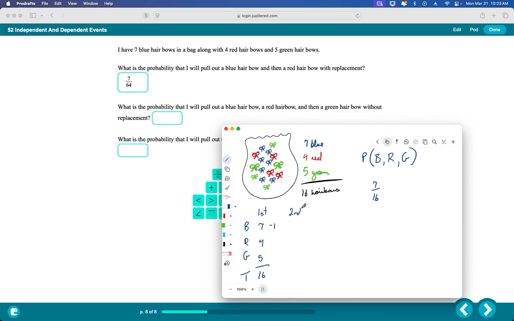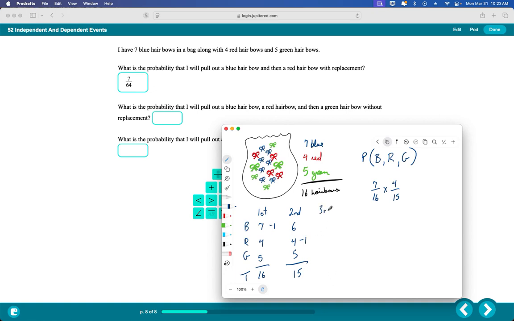So that's going to decrease the amount of blue hair bows in the bag. So now for my second pull, I only have 6 blue hair bows. I still have 4 red. I still have 5 green. But when I add those up now, I only have 15 hair bows. So that changes my denominator. So now I want to pull a red hair bow. There's 4 red hair bows, so I have a 4 out of 15 chance of pulling a red hair bow. Right? I'm not going to put that red hair bow back. So I'm going to take that red hair bow away.